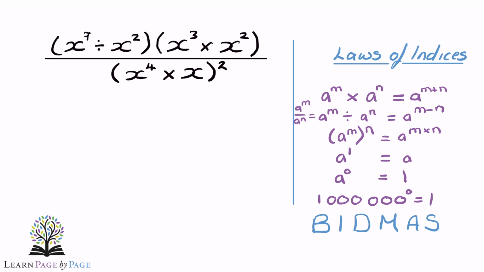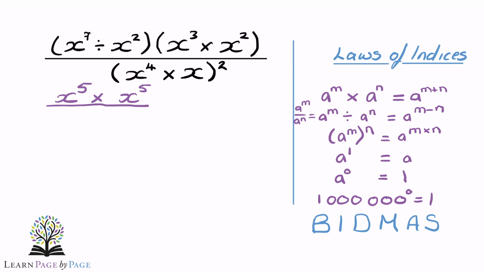So the first one we have is this bracket here where we're dealing with x to the power of 7 divided by x squared. So division is this one here, and we subtract the indices. So that's x, 7 minus 2 gives us x to the power of 5. Next is this bracket, but before we do that bracket, we should really explore what's here. With two brackets next to each other, there's an invisible multiplication sign there, so we put that there. And in the bracket, we have x cubed multiplied by x squared. And when we multiply, we add the indices. So 3 plus 2, again, we have x to the power of 5.